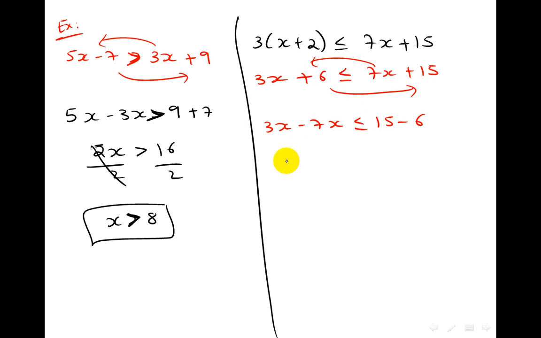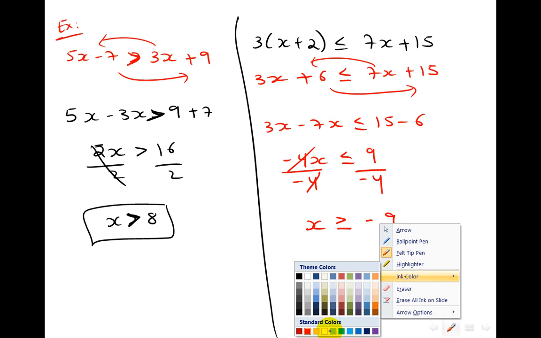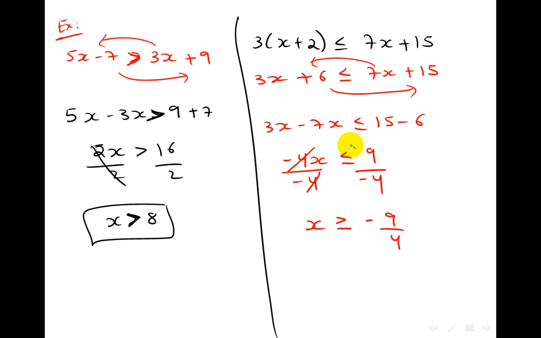Here 3x minus 7x will give you negative 4x, and 15 minus 6 will give you 9. So to isolate the x, or to make the x alone, divide by negative 4 on both sides, and this will cancel out. x will be greater than or equal to negative 9 over 4. Okay, the question here is why I switched this sign, which here was less than, and I made it greater than.